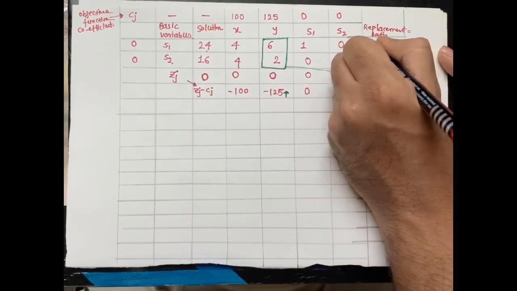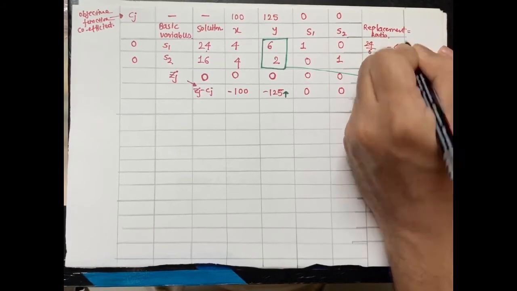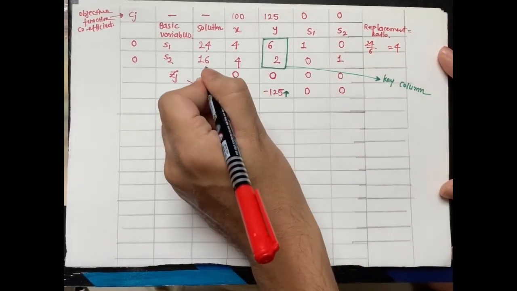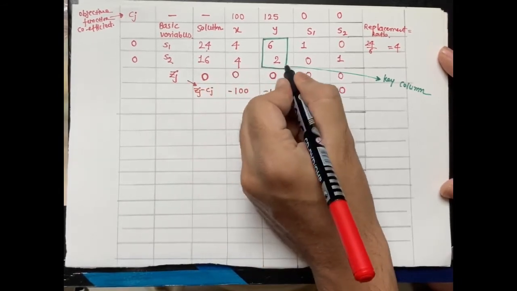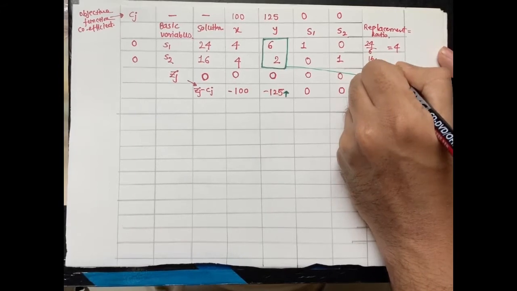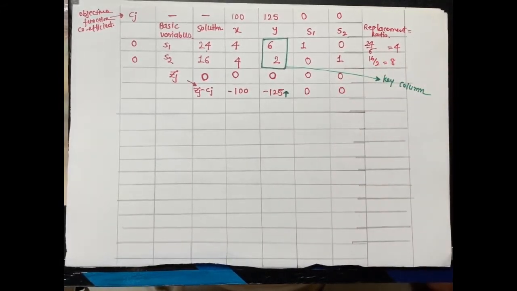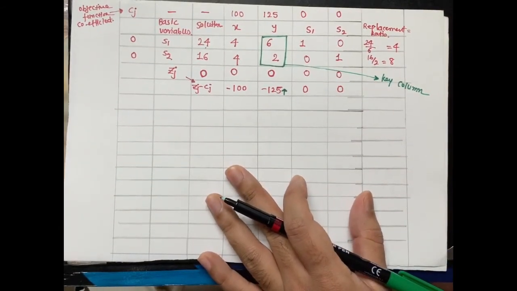So, solution value has 24 divided by 6. So it is 4. Likewise for this one, solution cell has a 16 and key column has a 2. So 16 by 2, that I am getting here as 8. So replacement ratio will provide me information that which variable will be outgoing.